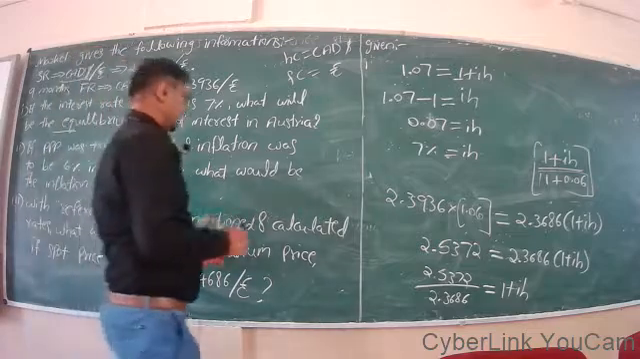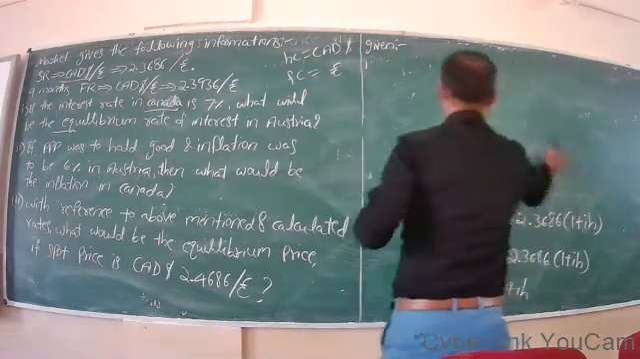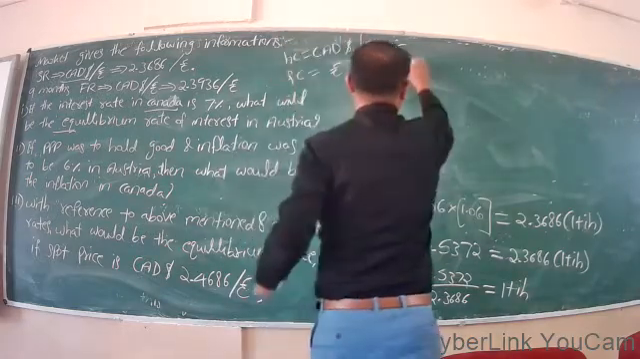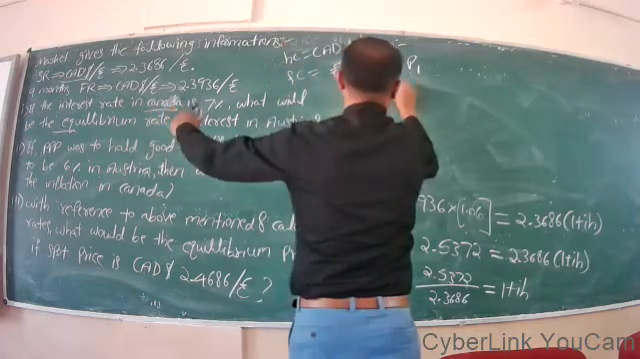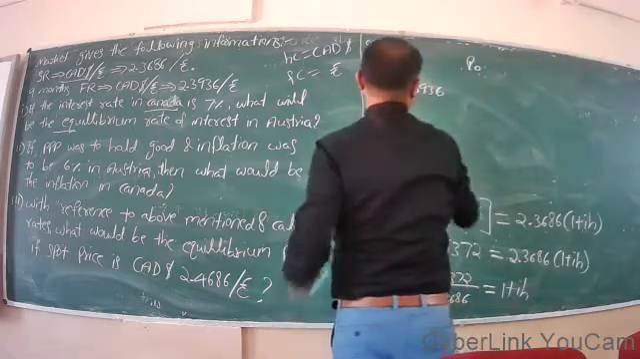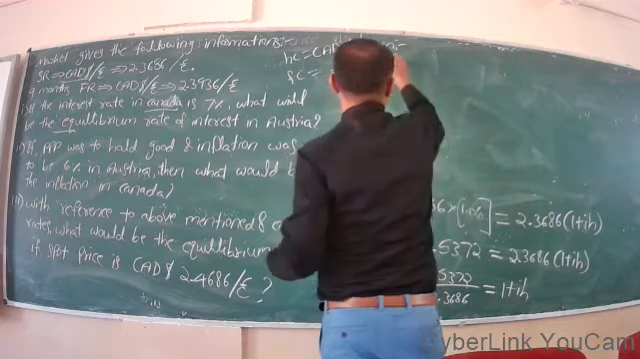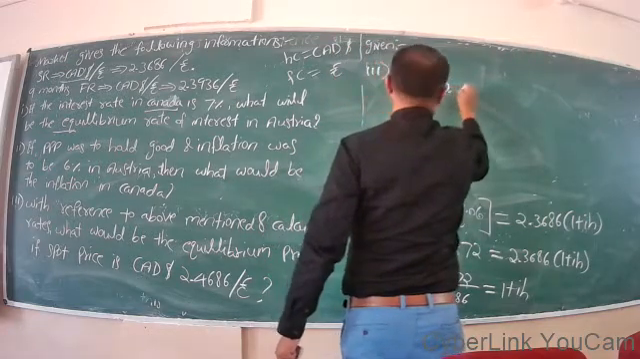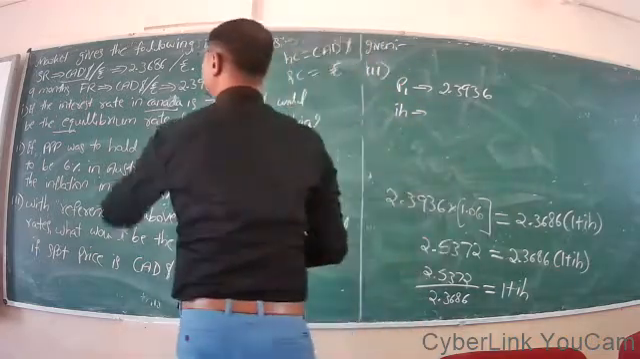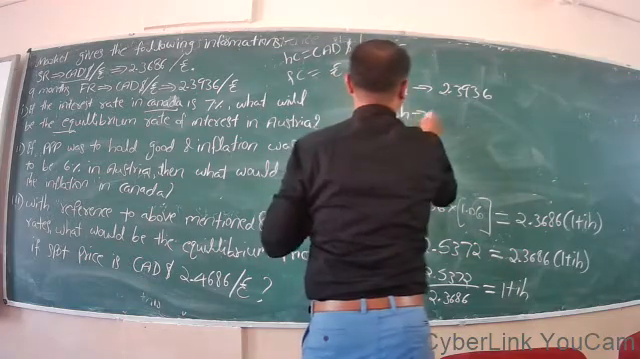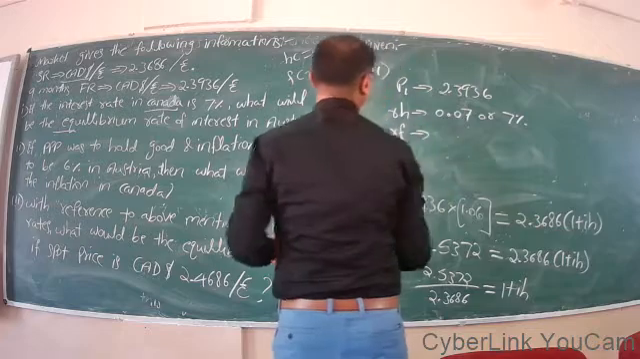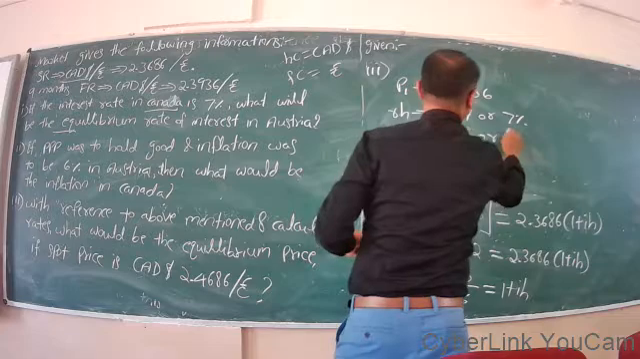Now, with reference to the above calculated, question number 3 is very simple. P1, the forward rate, given is 2.3936, and the rate of interest in home country is 7%, 0.07. Rate of interest in foreign country we have calculated, it is 0.05 or 5%.